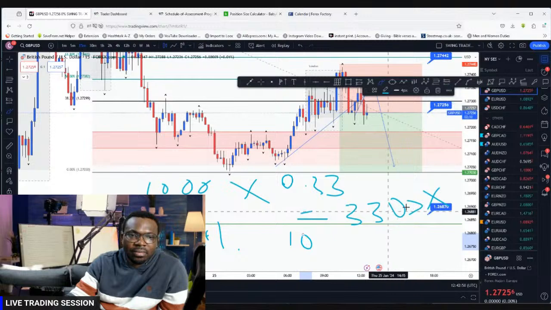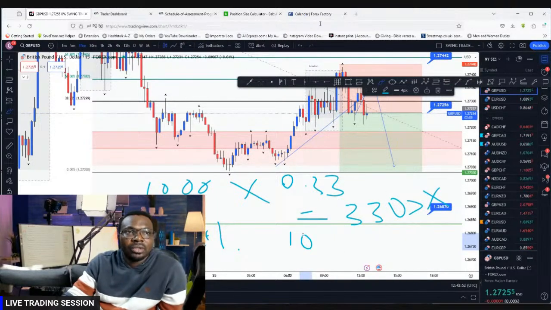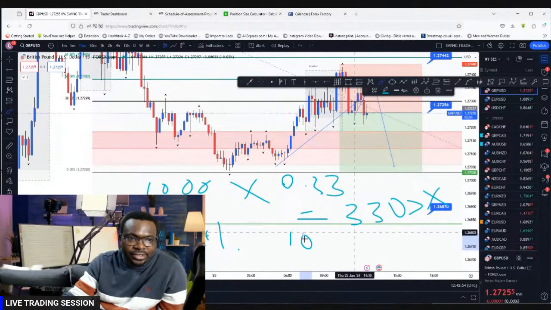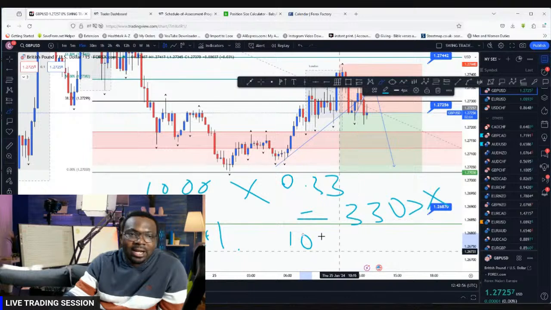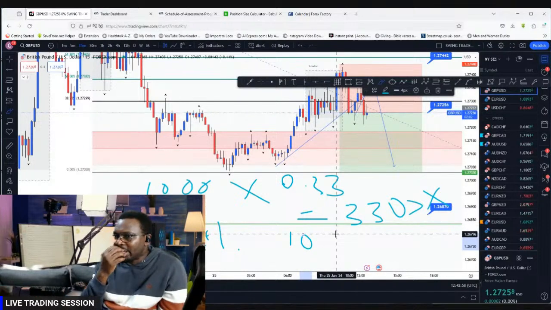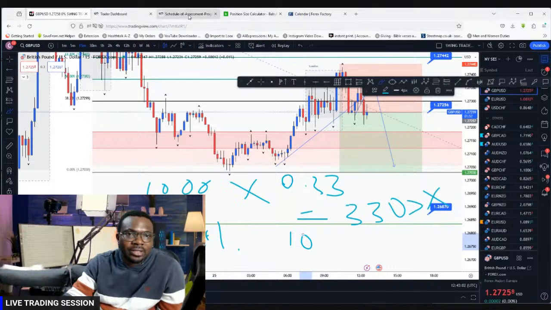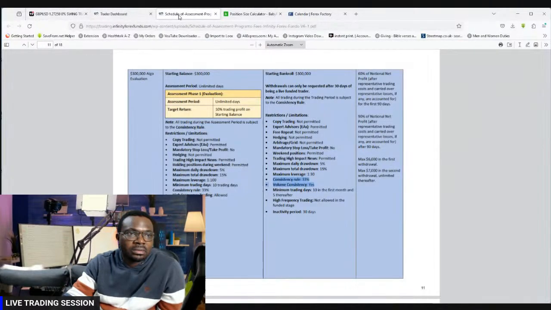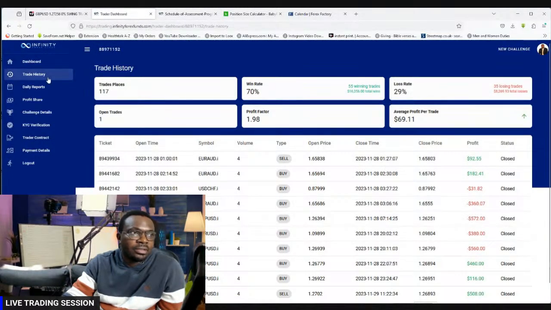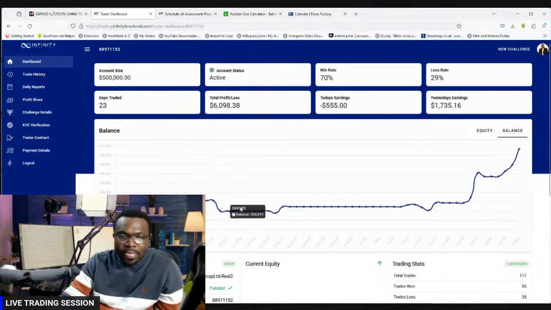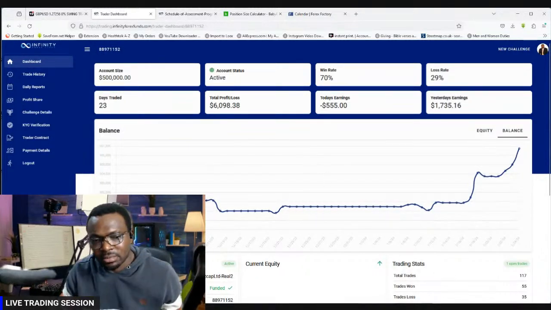It's strange, but it's very simple. The only concern I have with the volume consistency rule is whether they are calculating the total trades, including pending orders. That's my only concern. But with the total profit, if I go to, this is $6,000, for instance. Where's my calculator?